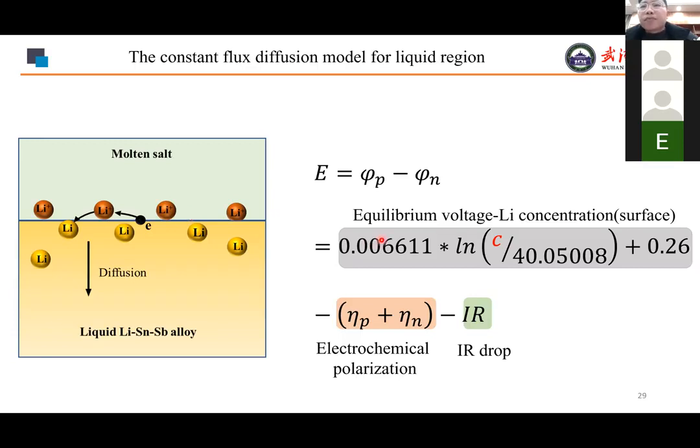If the equilibrium voltage corresponding to the surface lithium concentration and various polarization are considered, we can also simulate the discharge curves. The green area is the formula about the equilibrium voltage with the lithium concentration on the surface of positive liquid alloy. This relationship was obtained by coulometric titration mentioned before.